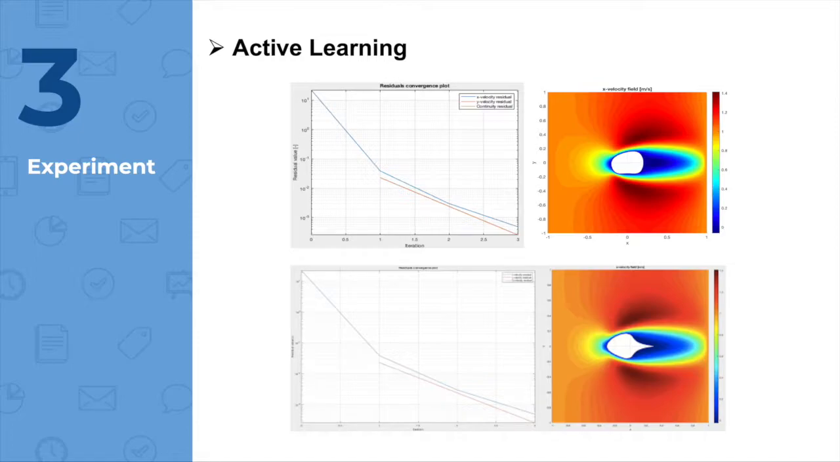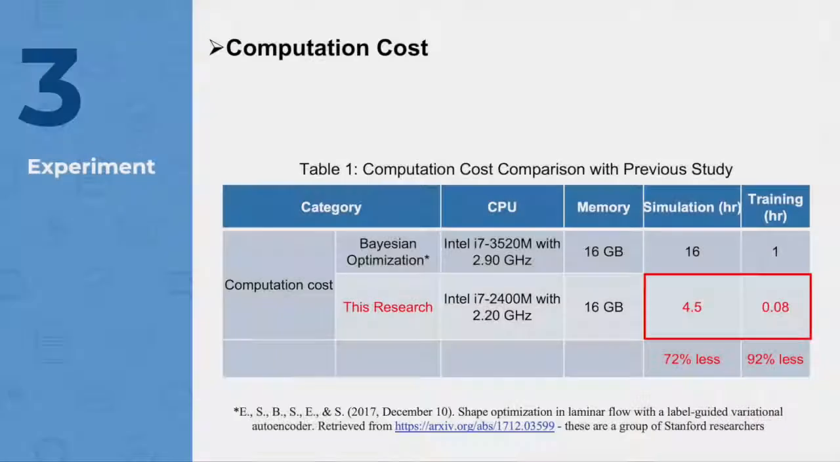The one on top is the result of the first training. As is seen, it is not yet optimized. And the one on the bottom is the final result, from which we get a sense of streamlined structure. Compared to a similar work done by a group of Stanford researchers, our model reduces the computation cost, as is shown by the significant reduction of computation time.